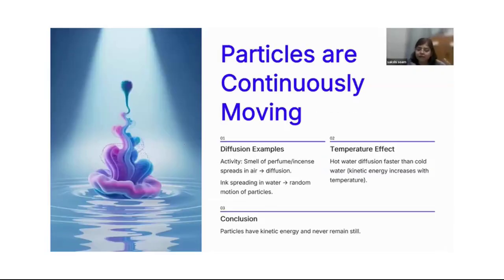Now, these particles move continuously. We are studying the characteristics and properties of the particles. Basically, these particles are moving continuously. For example, you are going out and you have applied a perfume, and the entire room smells of the perfume. Why? Because the air particles are moving continuously inside the room. That is diffusion, the movement from high concentration to low concentration, like ink.